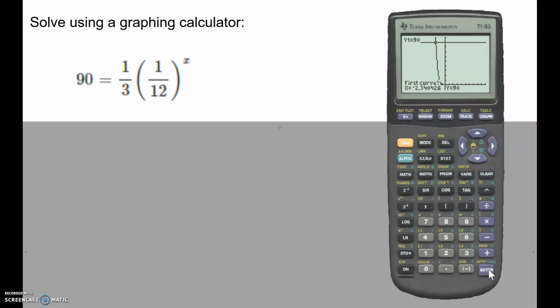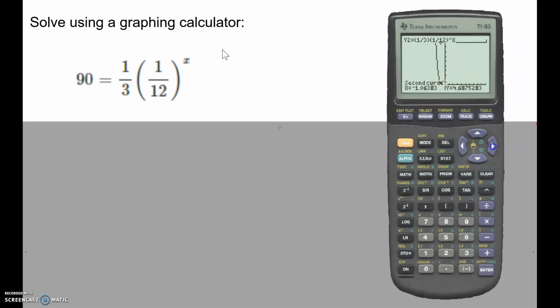The first one is, what is your first curve? And if I move these left and right arrows a little bit, I can see that it's moving me along that horizontal line. And it's giving me the equation y1 equals 90 in the upper left corner. So yes, that is my first curve. I hit enter. Now it says second curve.